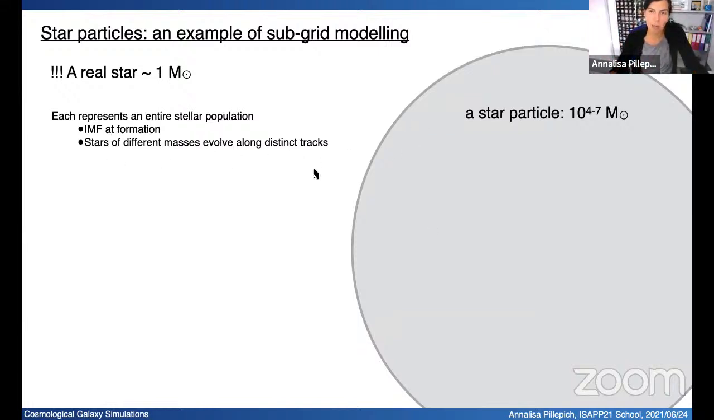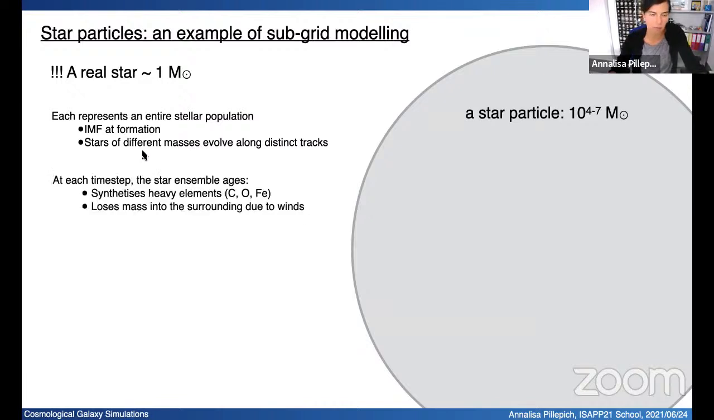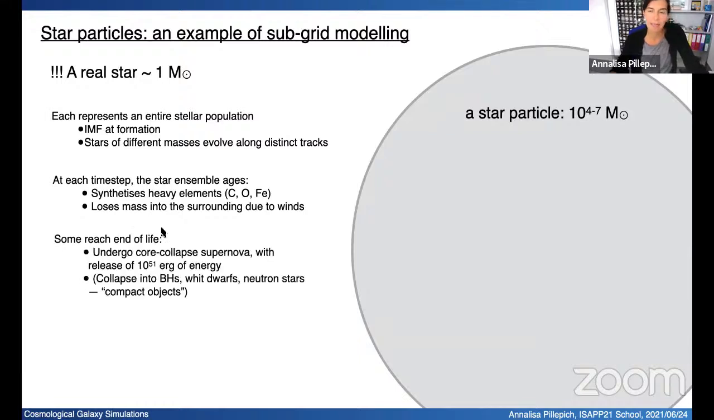And also the stellar particles can evolve. The stars inside the stellar particle, of different masses, evolve along distinct tracks, and this is taken care of in the code. It is modeled in the code. At each time step, the ensemble of stars can evolve, can age, can become older. And by doing so, they can synthesize heavy elements like carbon, oxygen, iron, and they can lose mass to the surroundings because of stellar winds. Okay, this is what we mean by stellar evolution. But some of the stars inside the stellar particles can also reach the end of life.